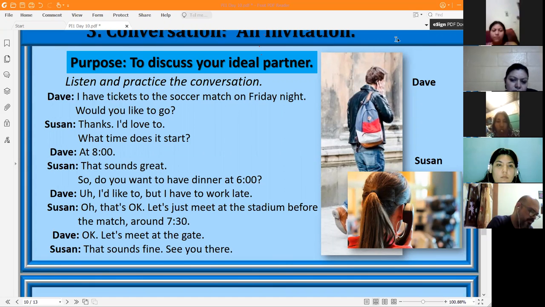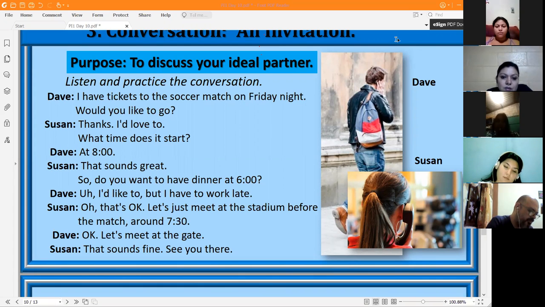I'd like to, but I have to work late. Oh, that's okay. Let's just meet at the stadium before the match around 7:30. 7:30? Okay, let's meet at the gate. That's all fine. See you there. See you there. Yes. Finish.